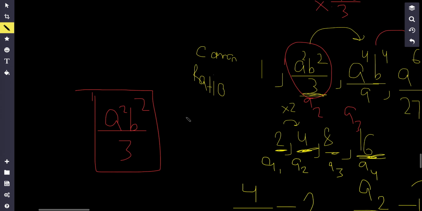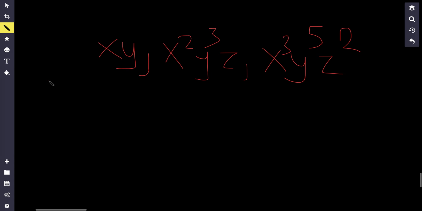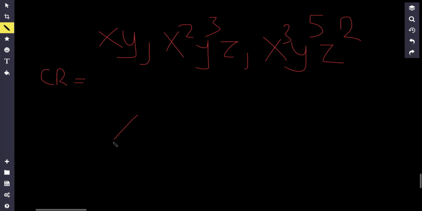So this is indeed what the common ratio is here. Well, remember, you just have to take your second term and divide it by your first term. In this case, my second term is x squared y squared z, and I divide it by my first term, which is xy. So x cancels out.